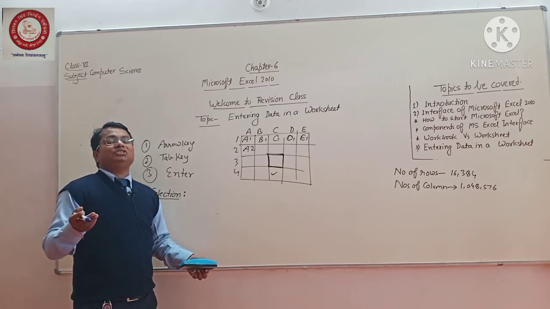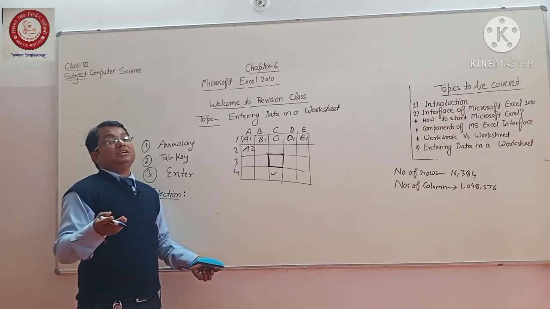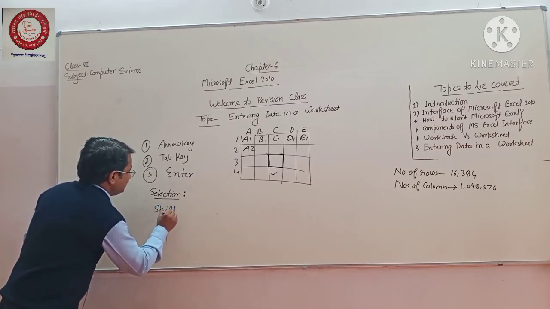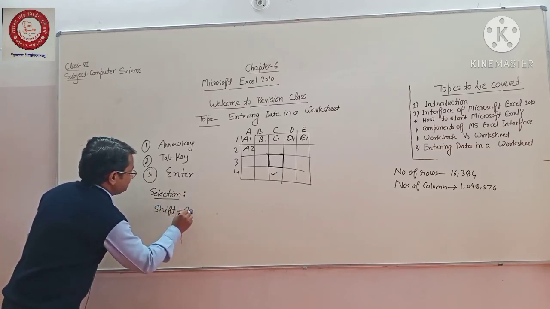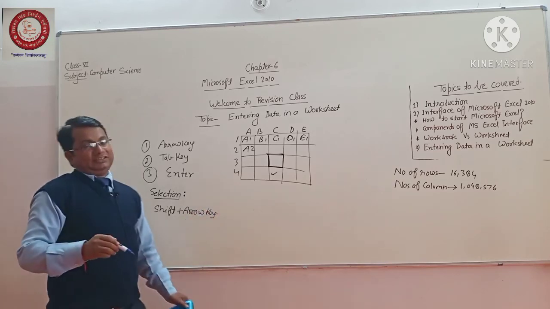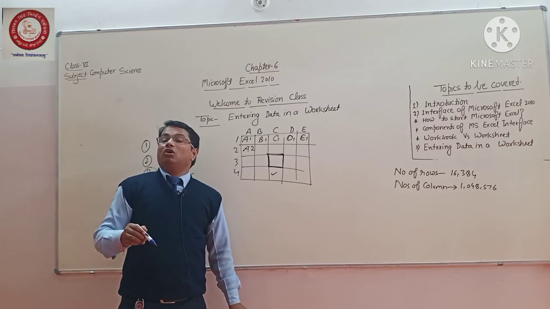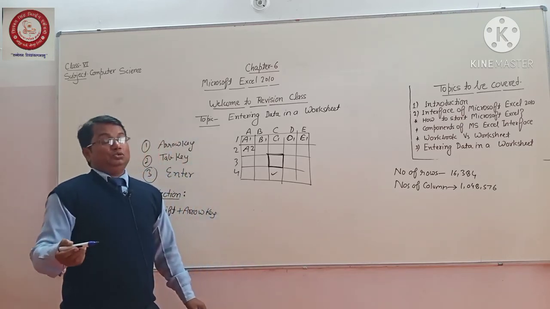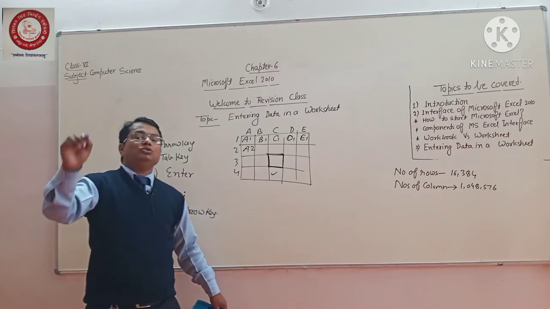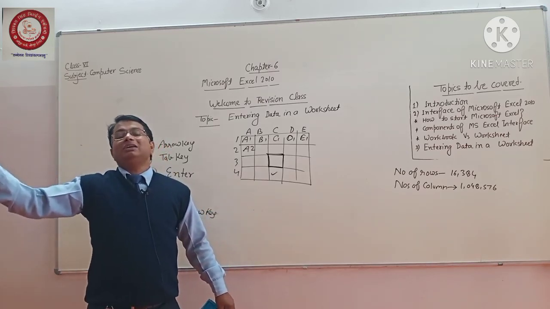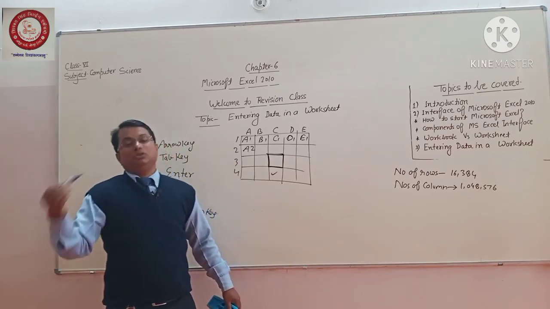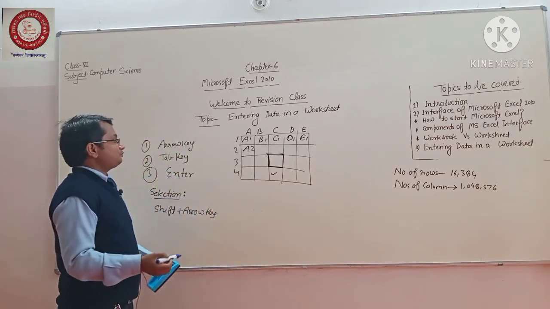Suppose the mouse is not working, then you can use the Shift key. Shift plus arrow key can be used for your selections. And if you want to select non-contiguous cells, then you can use the Control key. Press and hold the Control key and use your mouse to make random selections of cells, or random selections of rows or columns.